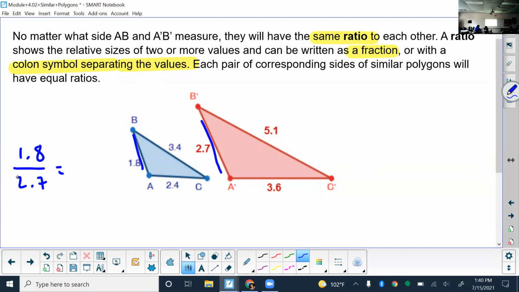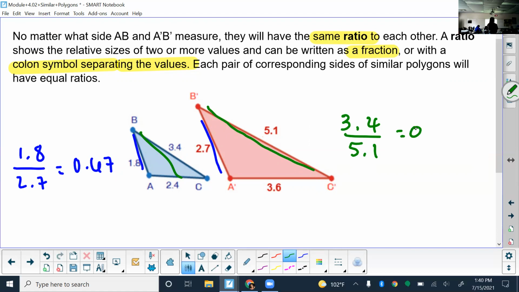I get a decimal that, if I round it, is about 0.67. The same should happen when I do all the other corresponding sides. So when I do 3.4 divided by its corresponding side on the other triangle, I also get 0.67, and you can check that in your calculator. All right, same with down here. If we do 2.4 divided by 3.6, I also get about 0.67, or 2/3. That's the equivalent fraction stuff.